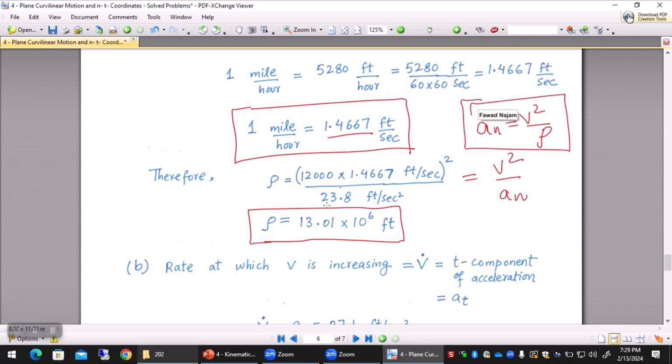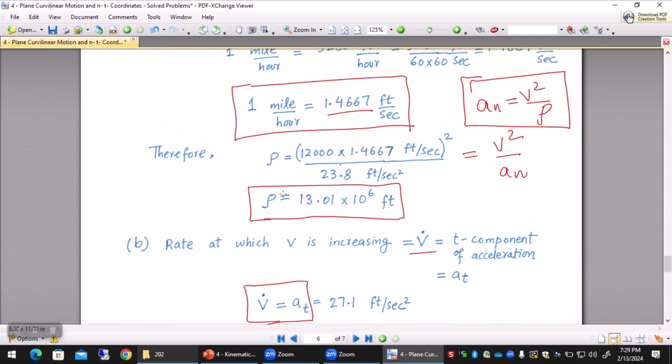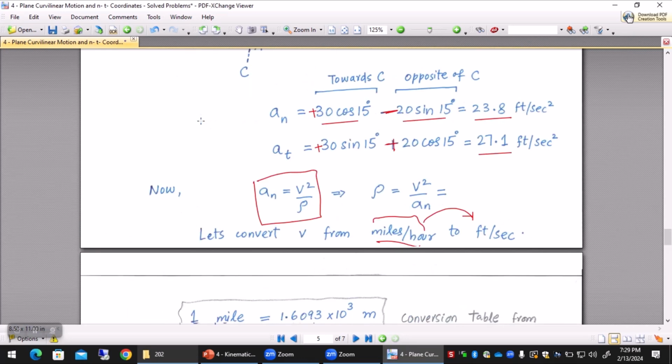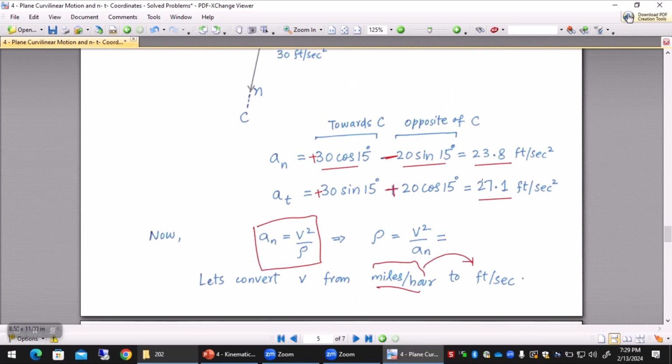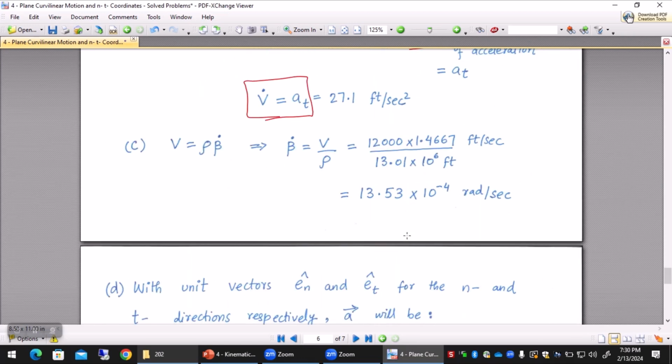The second part was to determine v dot, and v dot we know is equal to a sub t, right? And a sub t we have already determined as part of the first case. Although it was not used there, it is equal to 27.1 feet per second squared. So this will simply be the value of v dot. So no calculation is required for this part B.